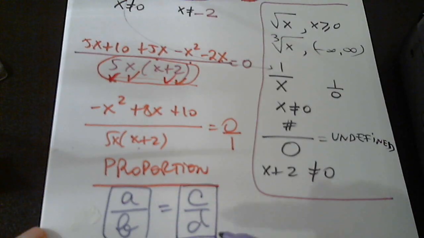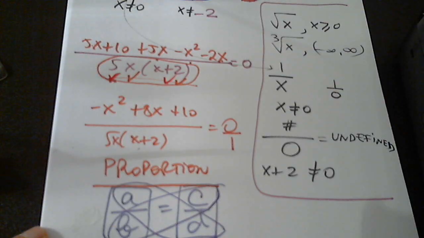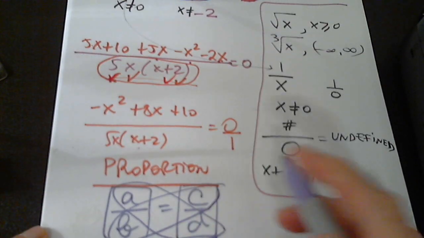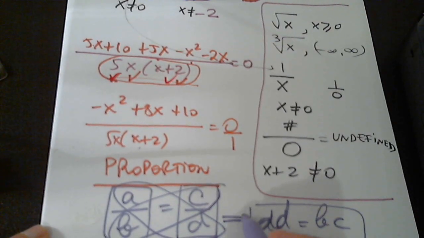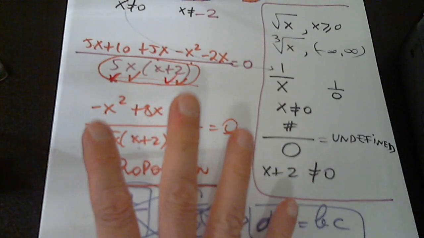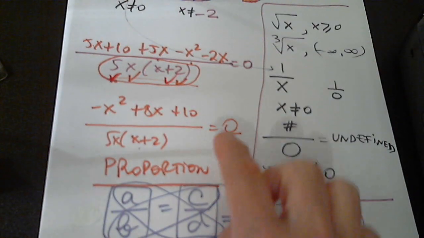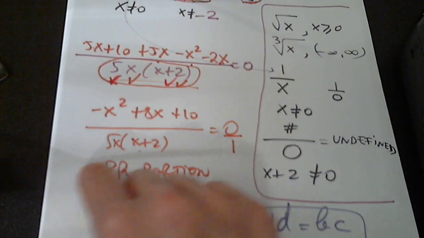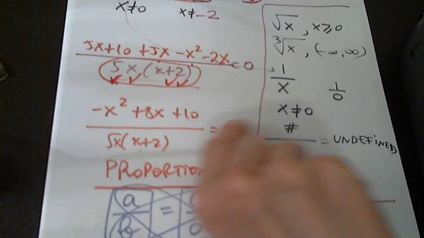Why is it so important? Because in a proportion, I can cross multiply. Only in a proportion I can cross multiply. If this is true, then A times D equals B times C. So this implies that. So I got to a proportion. I have one fraction line, I have one equal symbol, and I have another fraction line on the other side. So only here now I can cross multiply. This times 1 is itself, but this times 0 is 0.